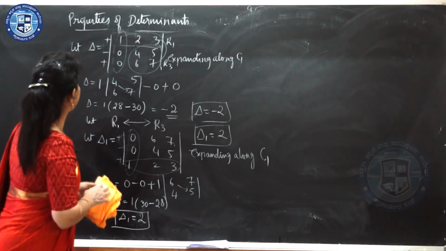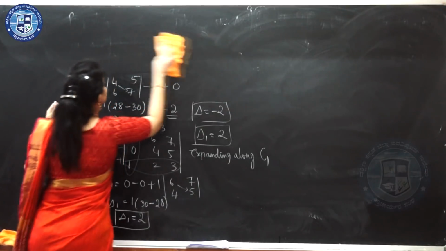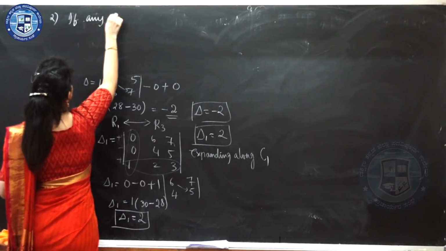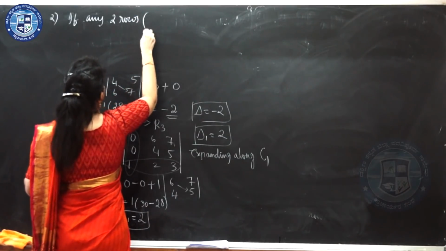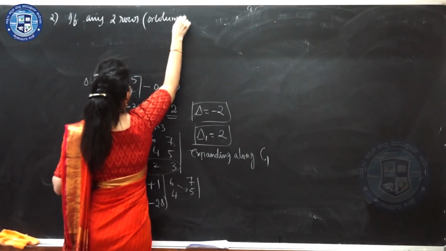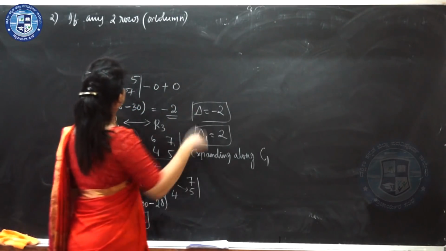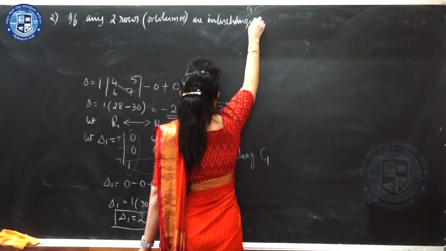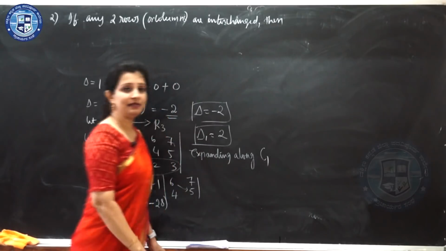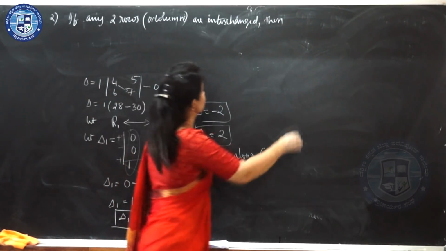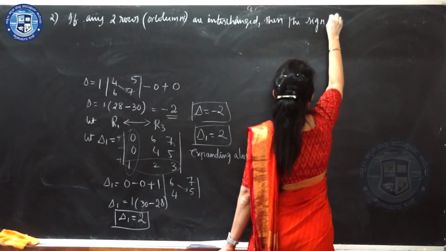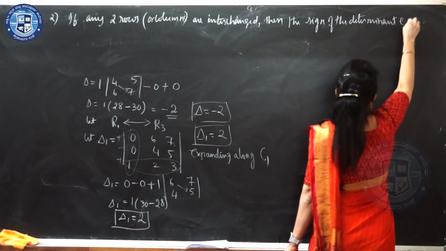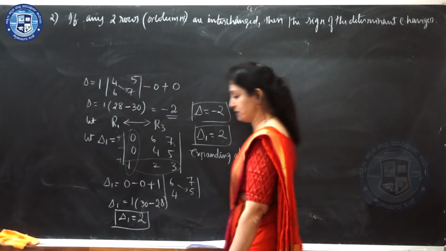Second property states: if any 2 rows or any 2 columns, or columns, it is understood, you can even interchange the columns also, any 2 rows or columns are interchanged, then what happens? The sign of the determinant changes.